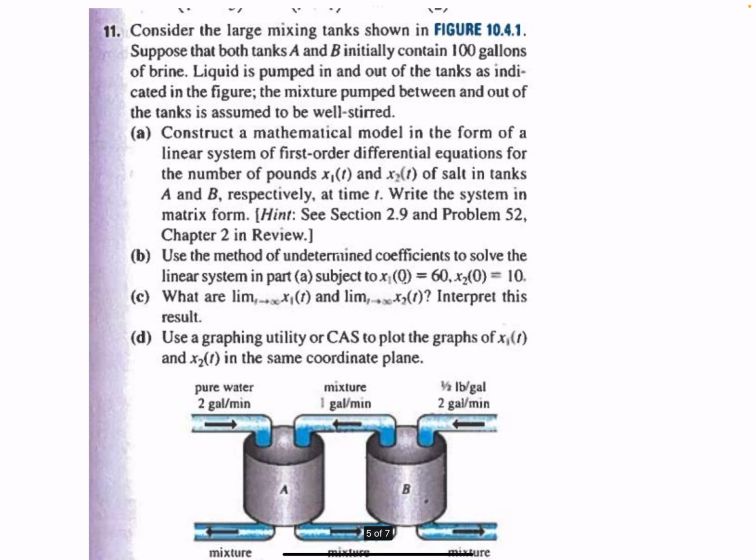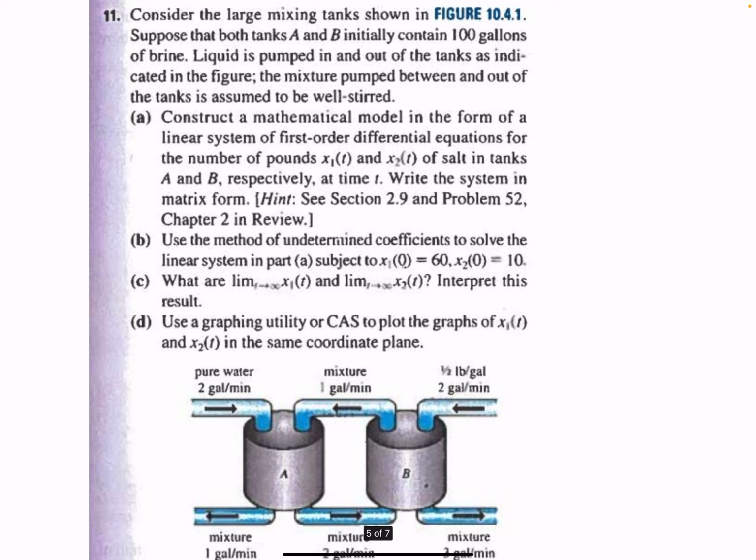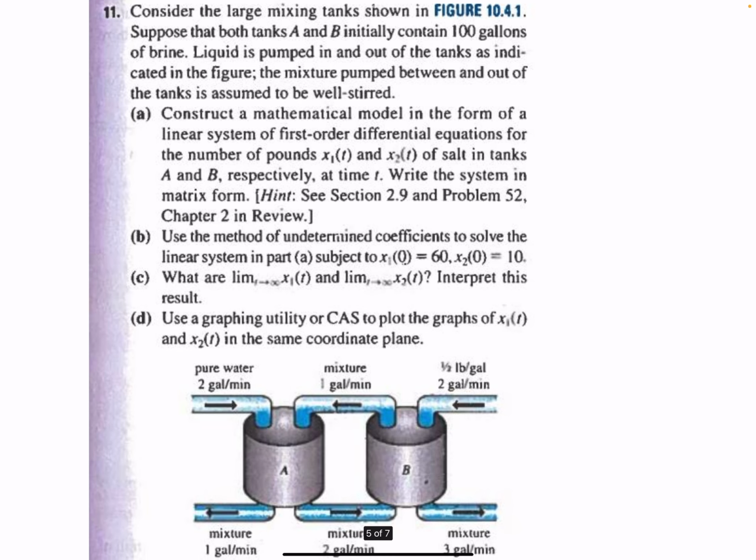Consider the large mixing tanks shown below. Suppose that both tanks A and B initially contain 100 gallons of brine. Brine is a mixture of water and salt. Liquid is pumped in and out of the tanks as indicated in the figure. The mixture pumped between and out of the tanks is assumed to be well stirred. Okay, so they're assuming that the concentration in the tubes is the same as the concentration in the tank.